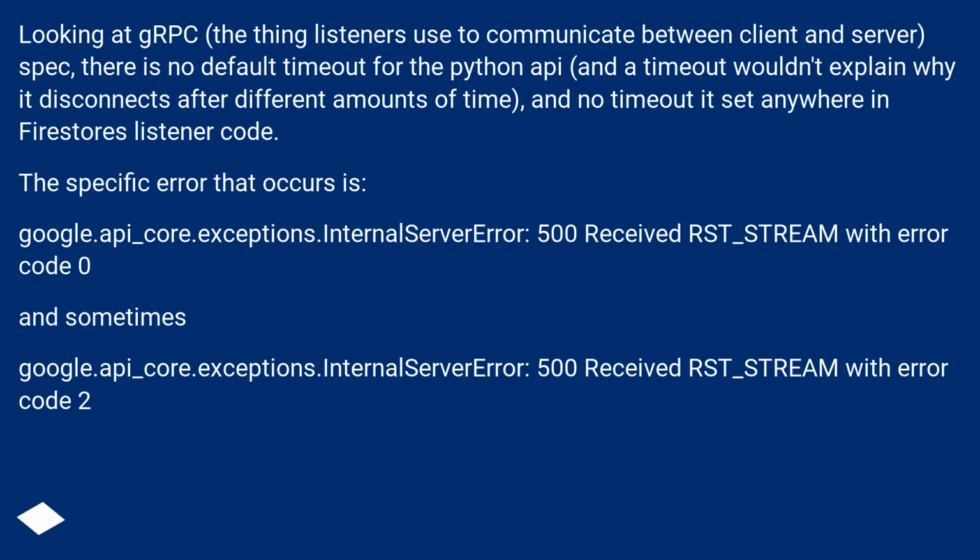The specific error that occurs is google.api_core.exceptions.InternalServerError: 500 Received RST_STREAM with error code 0. And sometimes google.api_core.exceptions.InternalServerError: 500 Received RST_STREAM with error code 2.